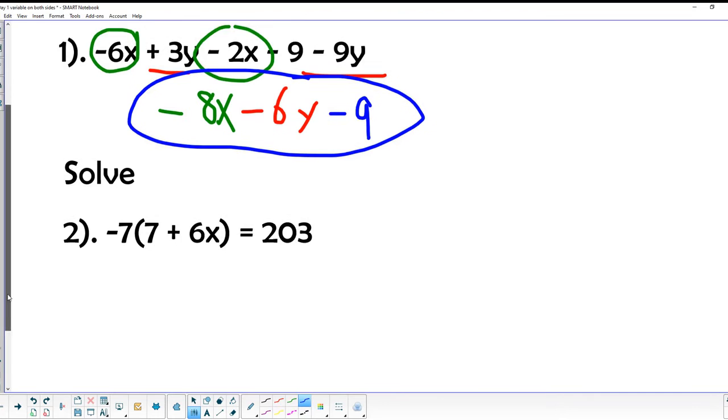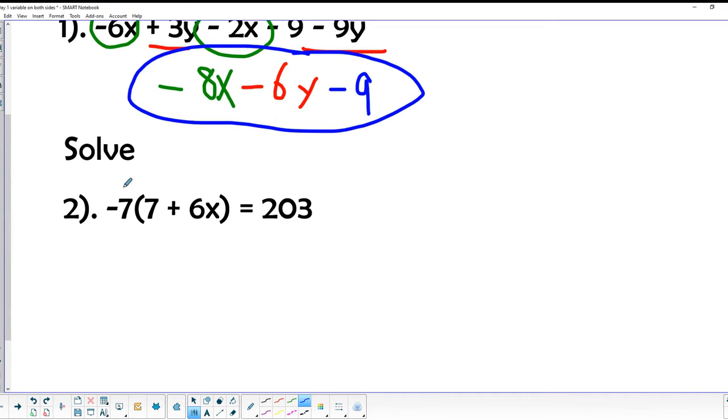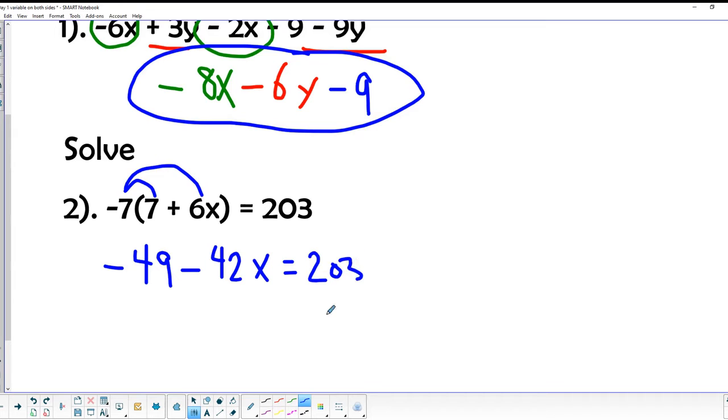All right, number 2 is similar to our last assignment, in which we multiplied negative 7 times 7 and negative 7 times 6x using the distributive property. So we got negative 49, subtract 42x, equals 203. Our next step would be to add 49 to both sides. And when we do that, we would end up with negative 42x equals 252.